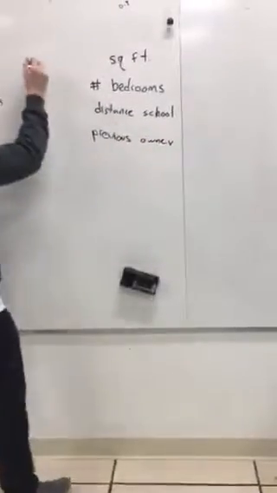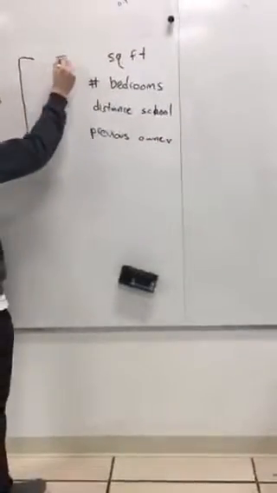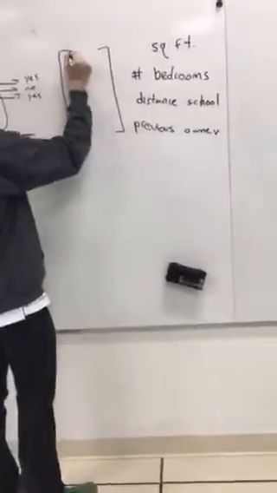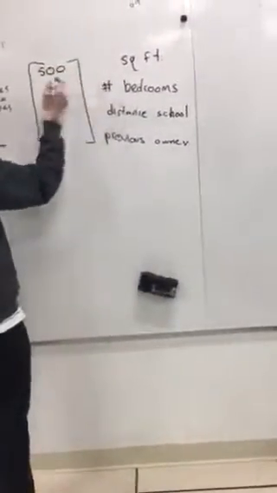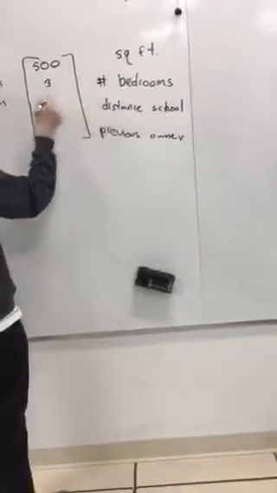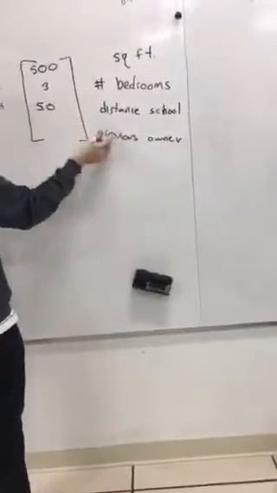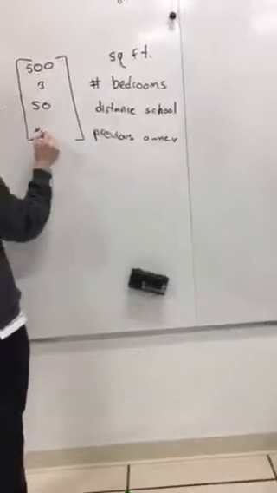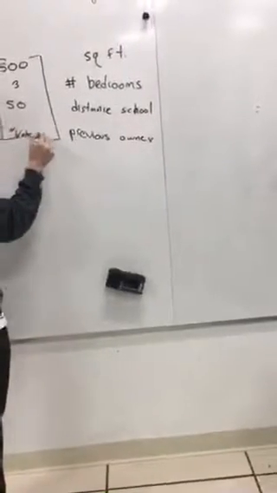So for example, if you give me a house, a house can be described as a vector where the square footage is 500, the number of bedrooms is 3, the distance to a school is 50 miles, and the previous owner was, I don't know, Kate Middleton or something, whatever.